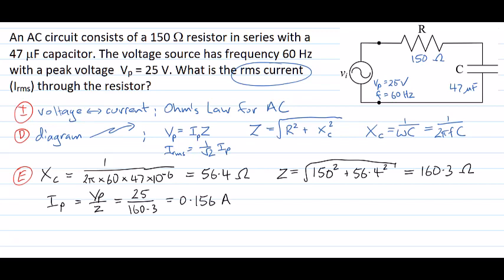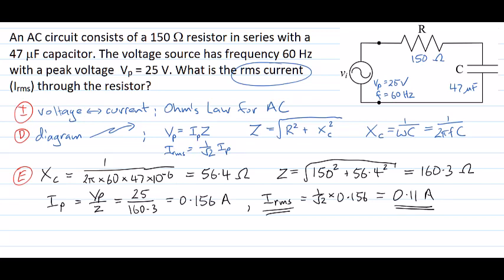Not quite the answer yet because of course the question's asked me for the RMS value for the current. That's going to be my final answer there. That's going to be 1 over root 2 multiplied by my peak value 0.156, and that gives me a value of 0.11 amperes to 2 significant figures.